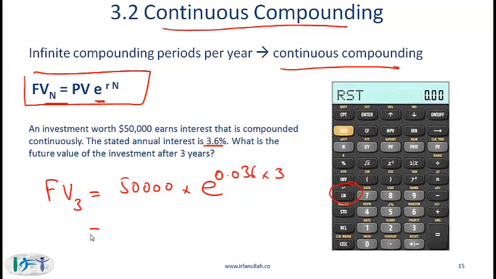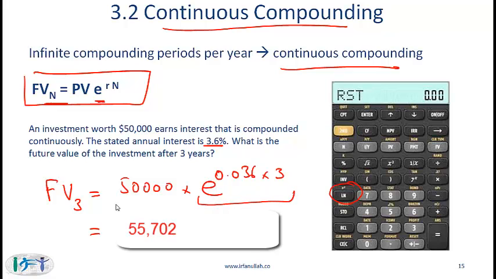So the way you do this on your calculator is as follows. First thing, just multiply 0.036 into 3, then hit the second button and e to the power of x. That will give you an expression for this, and then multiply by 50,000. When you do the calculation, here is what you should get.